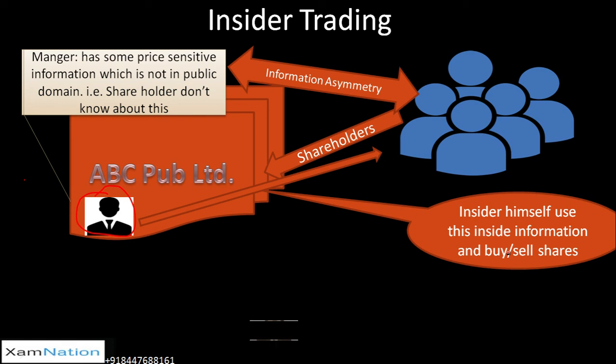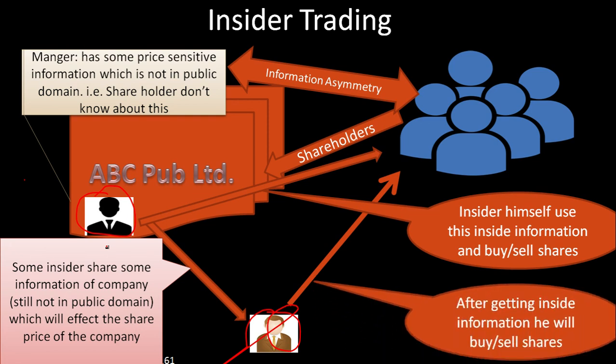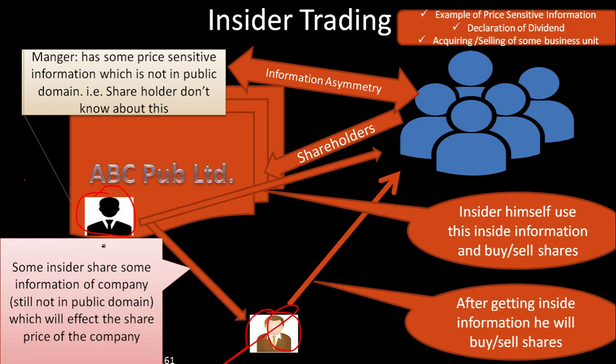Another way he can do the same thing is by hiring somebody else, a friend or somebody, whom he tells, okay, this is price sensitive information, and this person, acting on behalf of the manager, uses this information to buy and sell shares and get the advantage. This is an example of insider trading. There are various examples of price sensitive information, like declaration of dividend, acquisition, selling of some business unit, and the financial statements. All of those are price sensitive information.